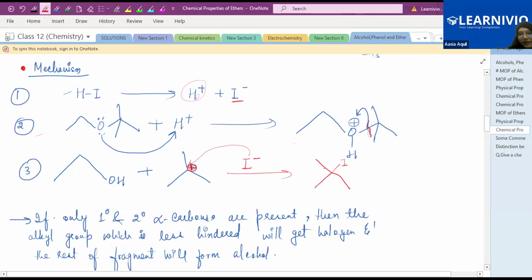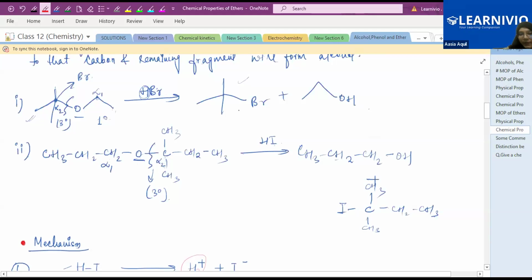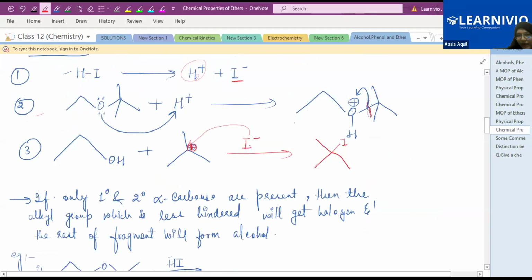So you can see over here what you get. What got attached to this tertiary group? The iodine will get attached to the tertiary part. This is the tertiary alpha carbon, and you will get a primary alcohol. So these are the two products: the alcohol, plus the tertiary haloalkane, with iodine attached to this carbon. This is the alpha carbon, and this alpha carbon is tertiary, right?